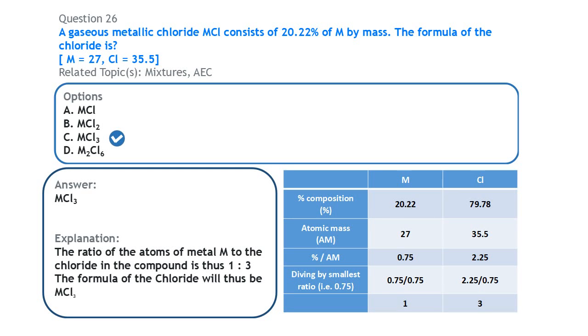That means that the ratio of M to chlorine in that compound is 1 to 3. So the empirical formula for that chloride is M1Cl3, and we can just write it as MCl3. So we have MCl3 as the formula of the chloride.